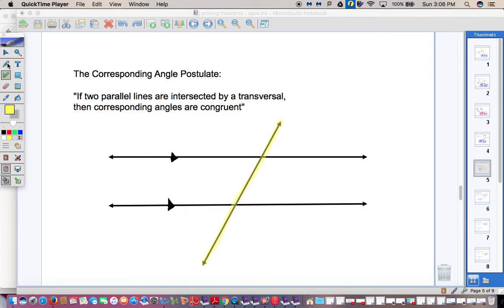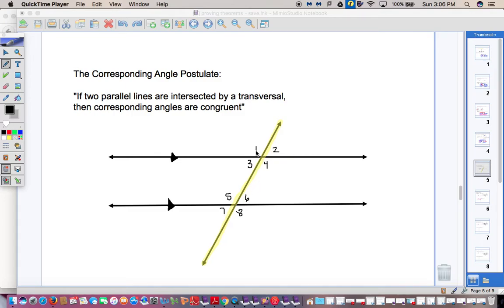Okay, and if we have angles that are formed, we've got angles 1 and 2 and 3 and 4 and 5, 6, 7, and 8. So we've got 8 different angles that are formed, and we know that the corresponding angles, based on the corresponding angle postulate, would be congruent to each other. Okay, so when we're talking about corresponding angles, we're talking about in relation to the transversal and the parallel line.